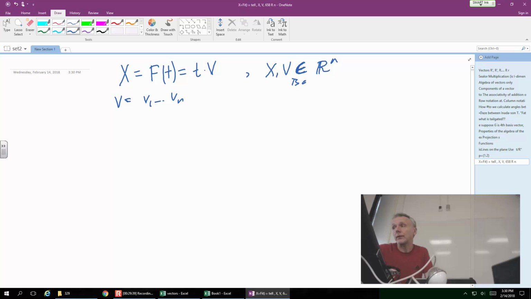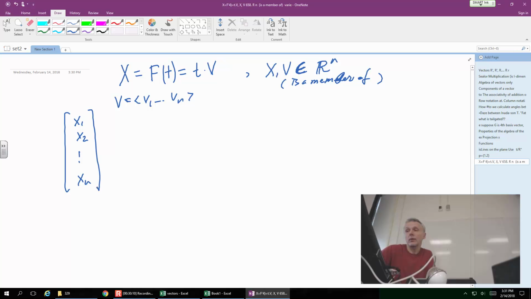Is a member of, or belongs to, just for abbreviation's sake. So they are n-dimensional, and suppose my vector is v1 through vn. Then I can write out this equation in the form of columns. I'll have x1, x2, xn. That is my x. And then I continue writing. I have my t, a constant scalar, and here I have my vector v1, v2, vn.